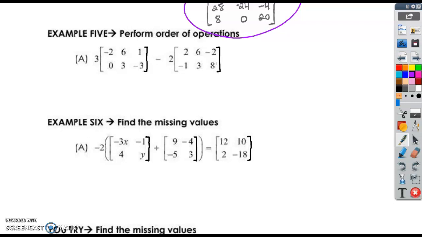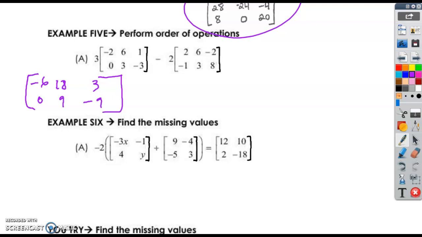So sometimes you're asked to perform operations, and this is just, we're going to multiply every term inside this first matrix by a 3, and then multiply every term in this matrix by a negative 2. We have to distribute the negative 2. You can think about it that way. And then we're just going to add or subtract or whatever we need to do together. So let me write this out. Same order. So everything multiplied by 3 gives you negative 6, 18, and 3, and then 0, 9, and negative 9.